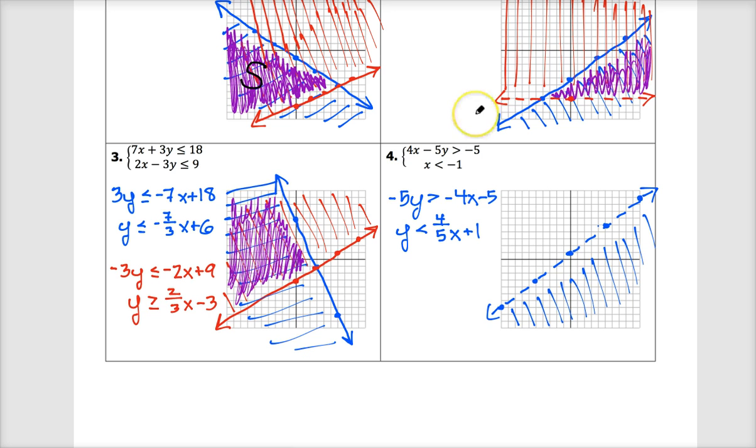Okay, number 2, x is less than negative 1. That is a vertical line through an x-intercept of negative 1. It's going to be another dashed line. And for less thans with verticals, we shade to the left. So our shading will be going this way. And so my red and my blue are crossing over in this region on the bottom left. That is my solution set for this system of inequalities.